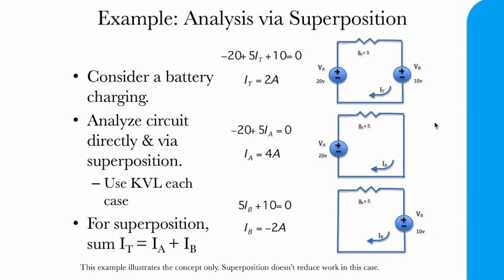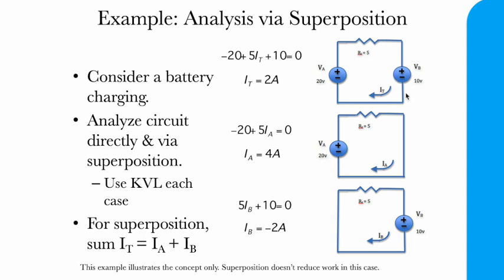Here's a quick example. Consider charging a battery. The source VA is used to provide power, and this source over here, VB, is representative of the battery that's being charged. Those could be analyzed using a single KVL loop to get a total current of 2 amps. Just for illustrative purposes, let's consider using superposition and activate the sources one at a time. Here we have the source VA on, do KVL there, we get a current of 4 amps. Here we have just VB on, do KVL there, and we get a current of -2 amps.